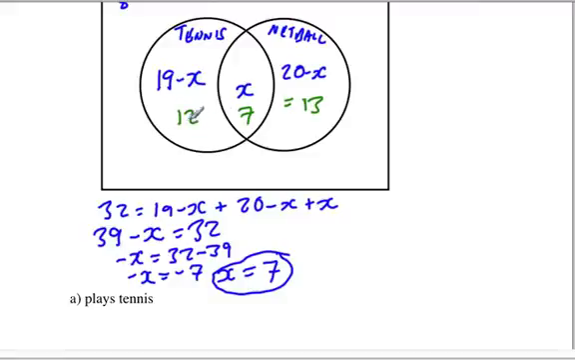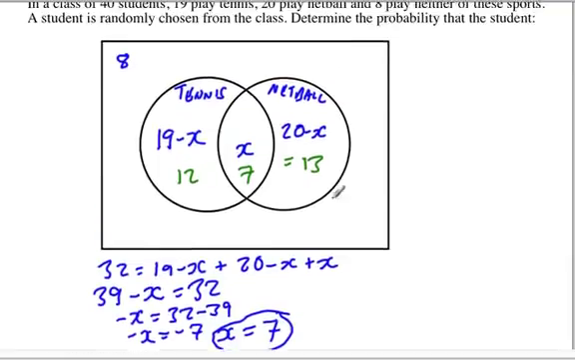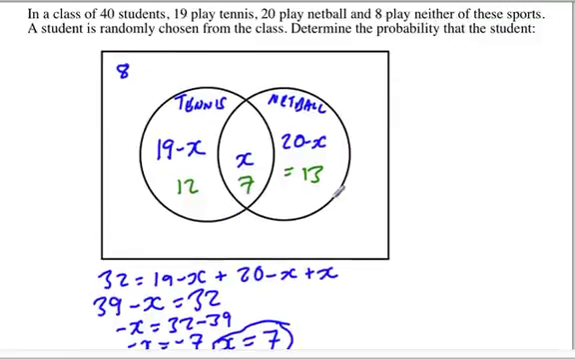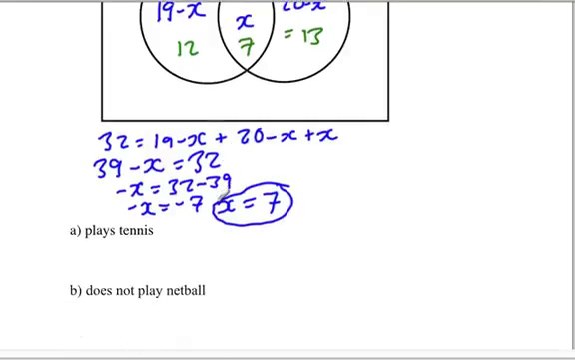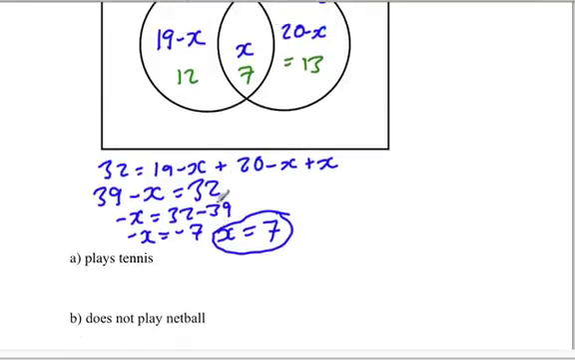And if we add this up, 19 plus 13 is 32. So we know that we've got that right, because recall that 8 play neither, so that'll give us a grand total of 40 students. So based on this, the probability that a randomly selected student plays tennis in the class is going to be 19 out of the 40, because 19 is the number of students that play tennis, and our sample set is 40.